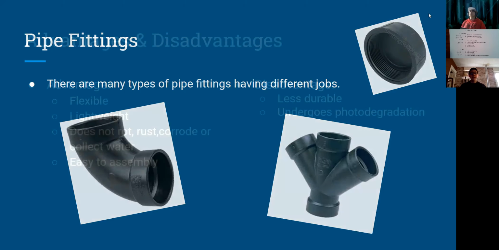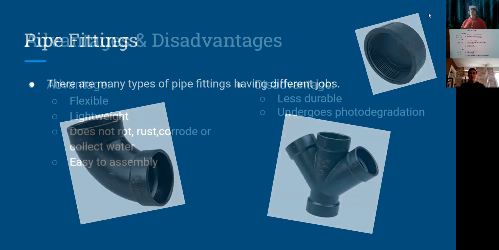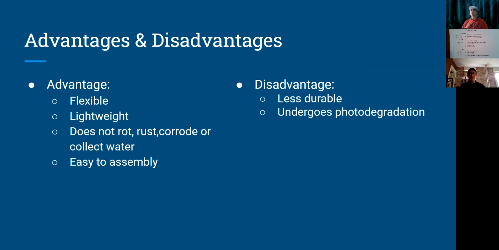Okay, advantages and disadvantages of ABS piping. Some of the main advantages of ABS piping is that it's very flexible, lightweight, does not rust, corrode, or collect water, and is easy to assemble. It is also much cheaper than its counterparts. Some of the disadvantages of ABS piping is it's less durable and undergoes photodegradation when exposed to light.